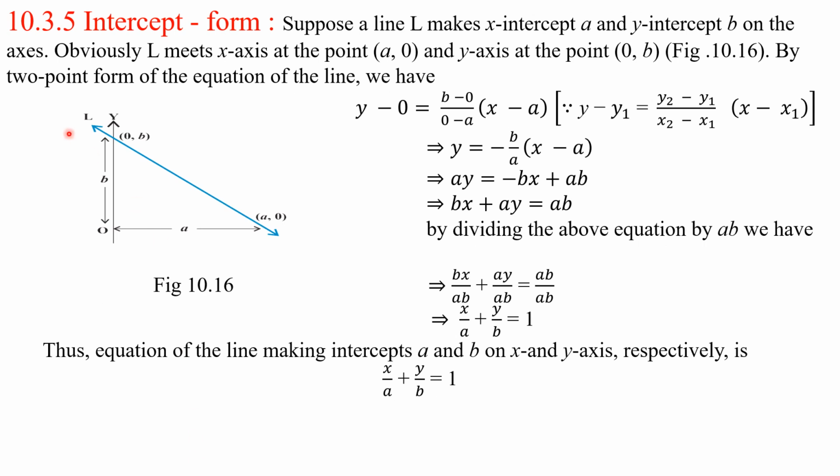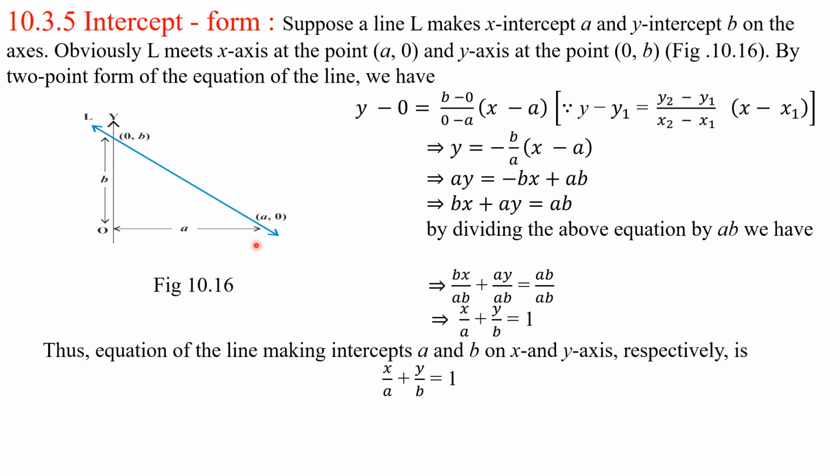Now let us discuss the next form of a line, that is intercept form. Suppose a line L makes x-intercept a and y-intercept b. Obviously, line L meets the x-axis at the point (a, 0), and the y-axis at the point (0, b). Observe this figure 10.16, my children. This is the line L. It is intersecting the x-axis at a distance of a units from the origin, and it is intersecting the y-axis at a distance of b units from the origin.